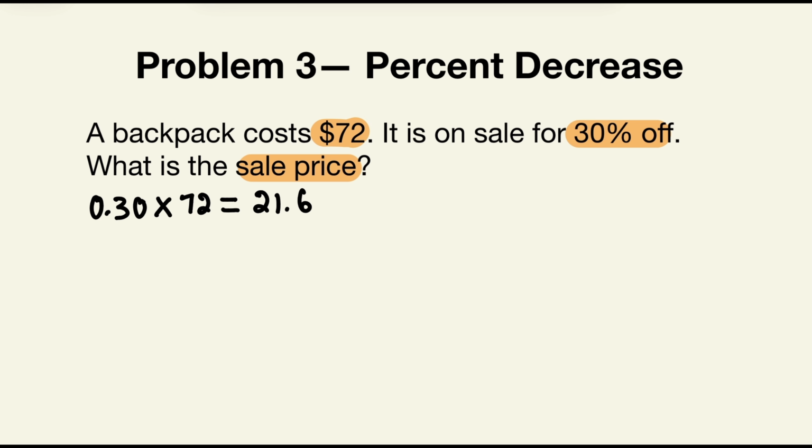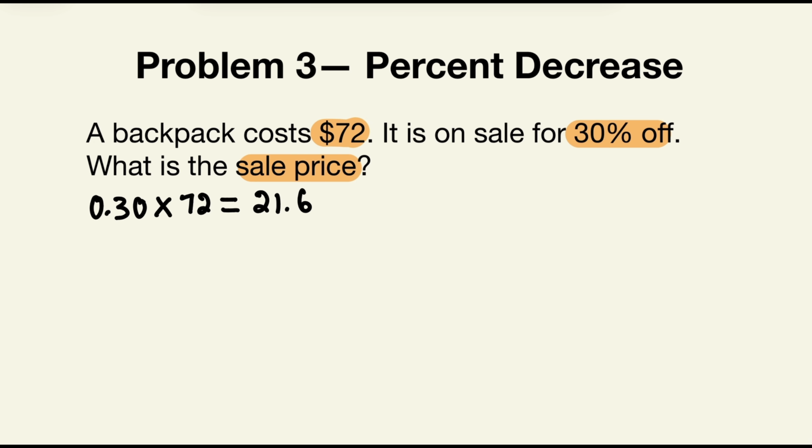But remember, in money problems, the decimal represents dollars and cents. So 21.6 means $21.60. But remember, $21.60 is not the final price. That's only the amount being taken off. So we have to take $21.60 from $72.